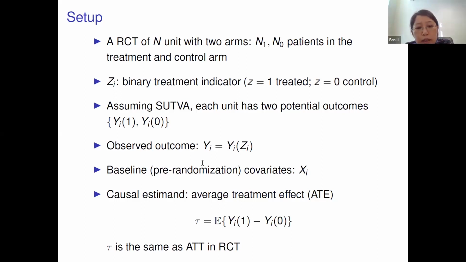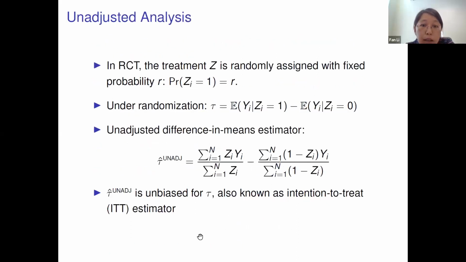The key thing is, what is the estimand? In this talk, let's focus on the average causal effect, or average treatment effect. Essentially, it's the expectation of y1 minus y0 averaged over all the units. Because we are in a randomized experiment, the treatment group and control group are the same, so the ATE is also the same as the average treatment effect for the treated. Of course, that's not the case in an observational study, but our setup here is a randomized experiment.